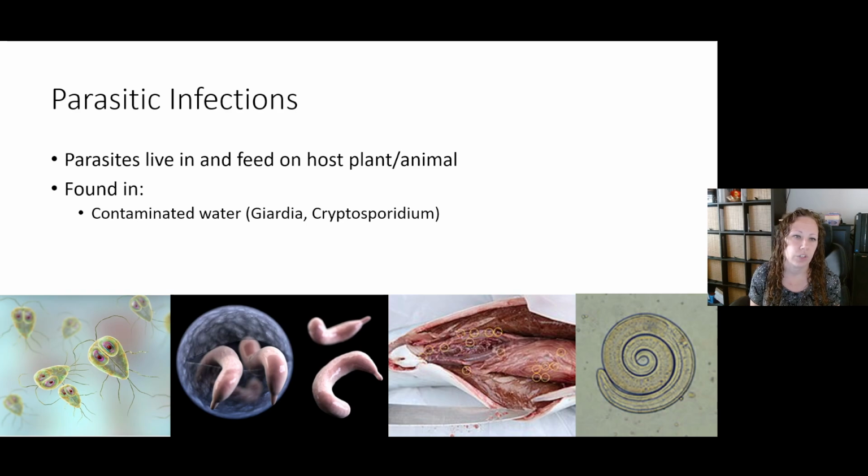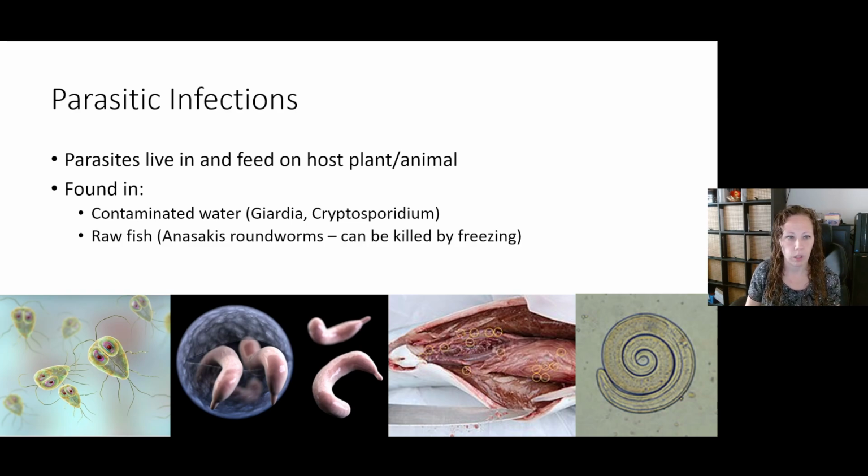So examples of that are Giardia and Cryptosporidium, raw fish, and pigs and various wild animals. Okay, and these are pictures of all four of those: Giardia, Cryptosporidium, the Anisakis roundworms, and pigs and wild animals. I think we're only going to go more in depth with trichinosis, but just FYI, so contaminated water, that's an easy one.